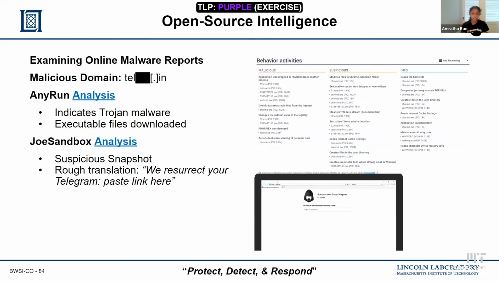Hey, it's Amrita. So we ran our malicious domain through AnyRun, and its analysis indicated that the file was most likely a Trojan malware, which downloaded executable files. Our Joe Sandbox analysis presented a suspicious screenshot from the site requesting the user for their Telegram information, and Telegram being a highly encrypted messaging platform that originated in Russia.